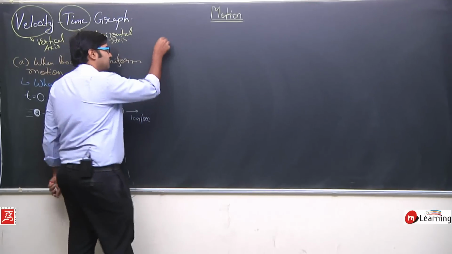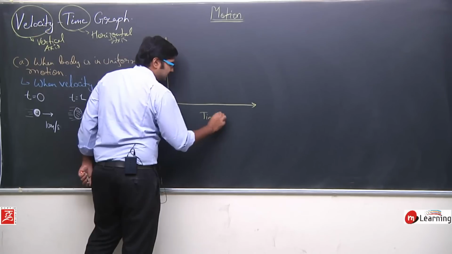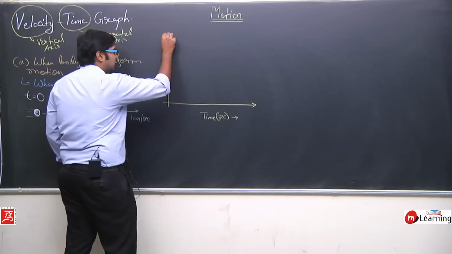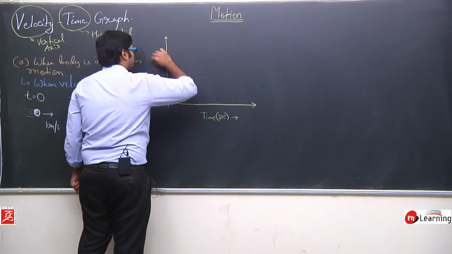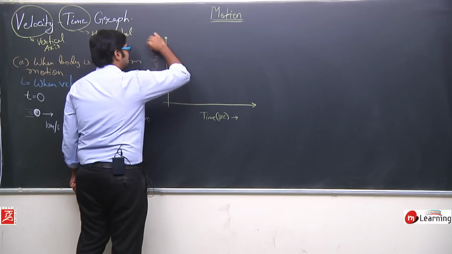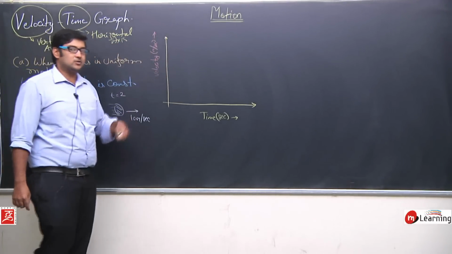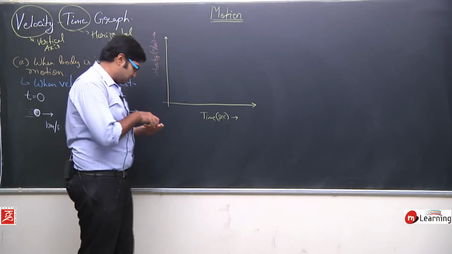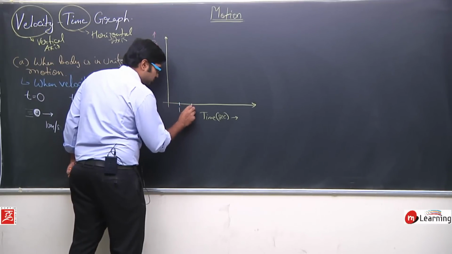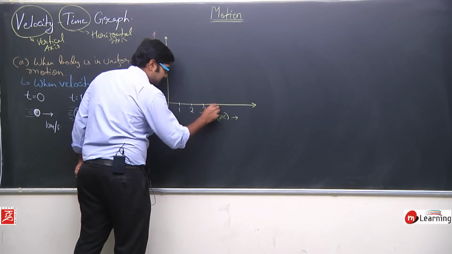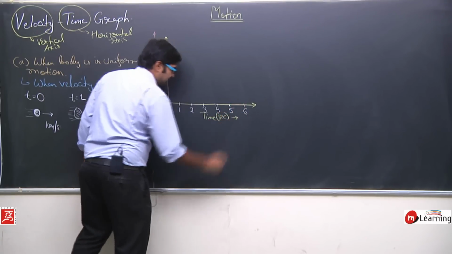So how will we plot the graph? We will mark the time on the horizontal axis, time in seconds, and we will mark velocity on the vertical axis in meters per second. So this is the velocity in meters per second and this is the time in seconds. So let's try to plot the time. This is 1 second, this is 2 seconds, this is 3 seconds, somewhere here it's 4 seconds, and somewhere here it is 5 seconds, and this is 6 seconds, and so on.